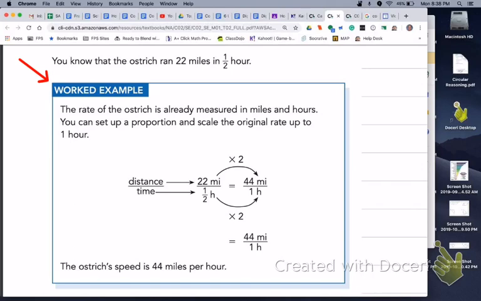Please turn to page 63. You know that the ostrich ran 22 miles in half an hour. So let's take a look at the worked example in order to determine the unit rate for the ostrich. The rate of the ostrich is already measured in miles and hours, so you can set up a proportion and scale the original rate up to 1 hour. Your scaling up factor is 2, so the ostrich's speed is 44 miles per hour.